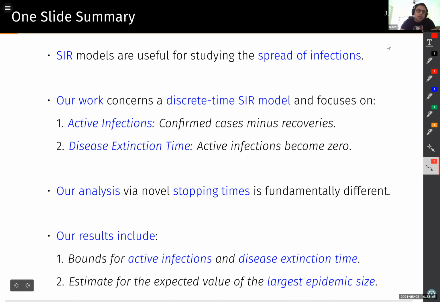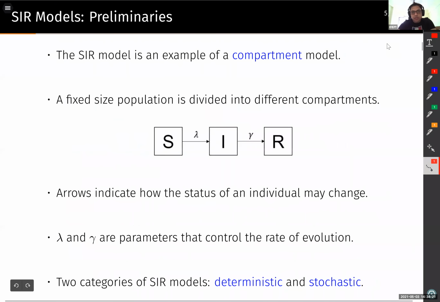Basically, we are all hoping that, in the current situation, we reach this time soon. Compared to previous works, our analysis, to the best of our knowledge, is fundamentally different, and it makes use of a novel sequence of stopping times. In summary, we have some bounds for active infections and disease extinction in this discrete time stochastic SIR model, and we also have some estimate for the expected value of the largest epidemic size. If time permits, I will talk about the second, but broadly I'll focus on the first one.